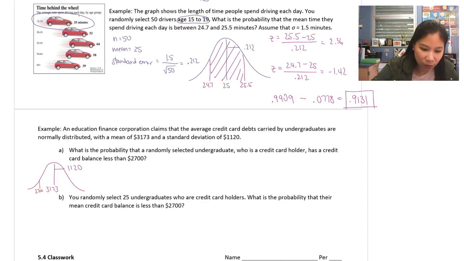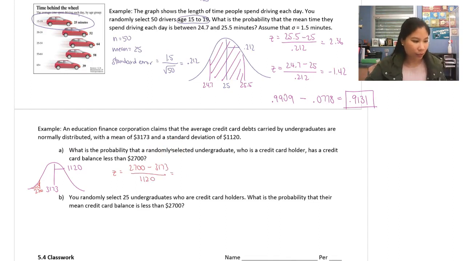And then they're asking for less than 2,700. So 2,700 would be to the left of 3,000 whatever. And we're shading to the left because they're asking about less than. Okay, so let's find our z-score. When we do that, we end up with negative 0.42. And then remember, this is an area to the left, so I just need to look up the z-score in the table, and then that's my final answer. So I end up from the table with 0.3372 when I look for a z-score of negative 0.42. And that's my probability.